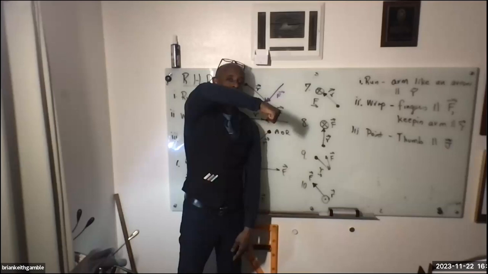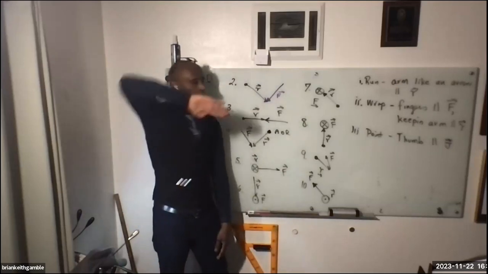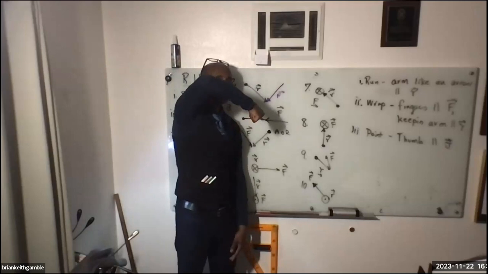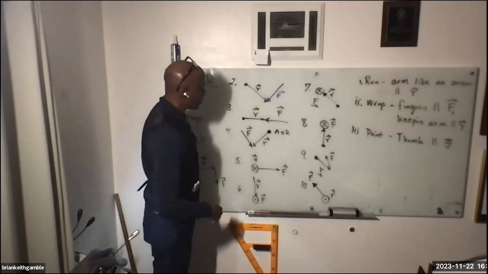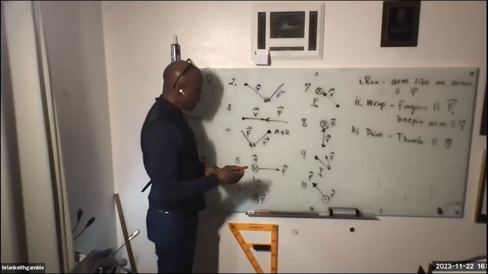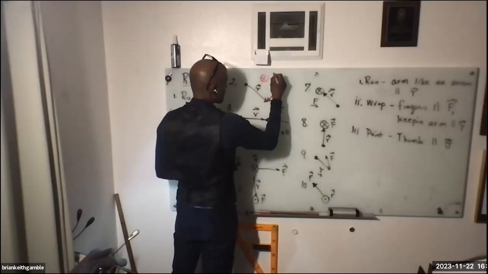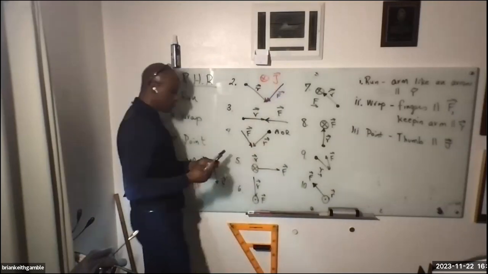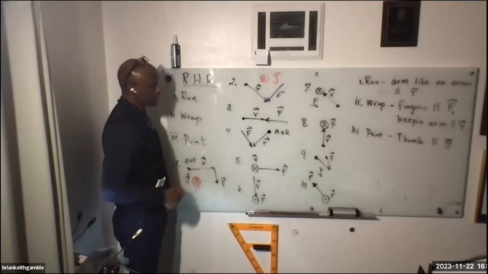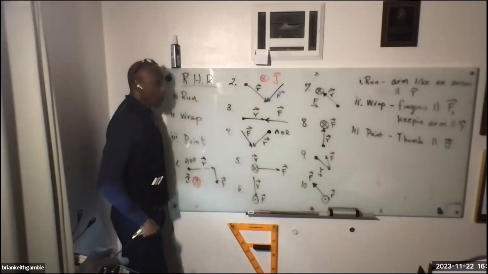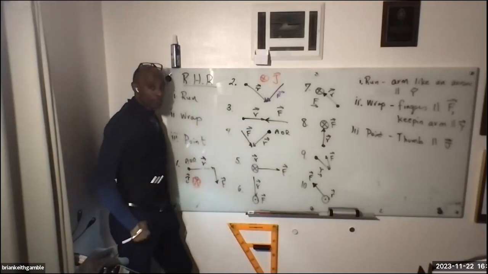Okay, then make a fist and point. Torque is into the board. Run, wrap, point. So into the board. And sometimes I always ask also what would be the orientation of rotation for that torque.